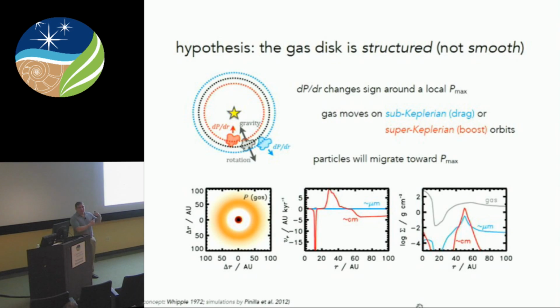So this is an actual simulation of what would happen if you plunked a Jupiter-mass planet into a disk at 10 or 20 AU. The gas is from hydro simulations, and then you run these particle evolution models on top of it. And you can see the centimeter-sized particles are all trapped in the pressure maximum. In some sense, the smaller particles become trapped too, but they're also more widely distributed.